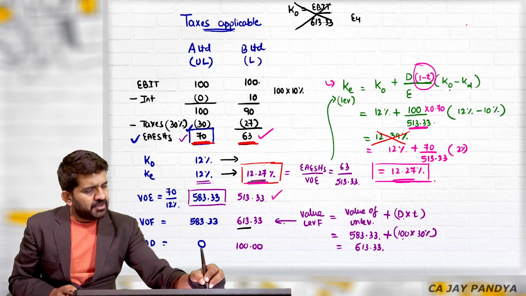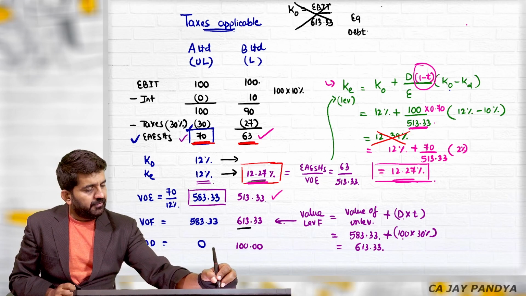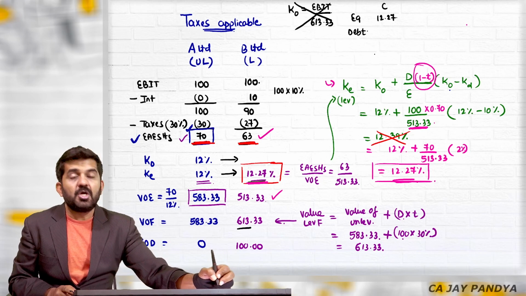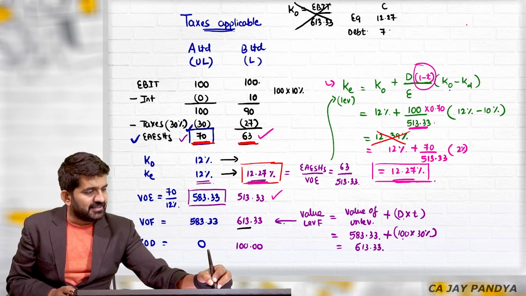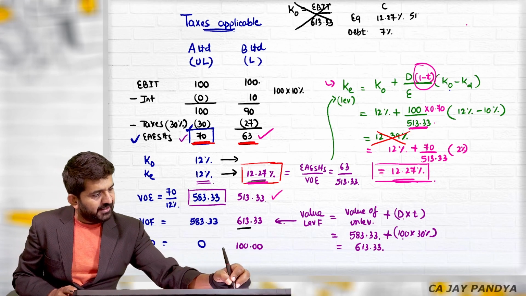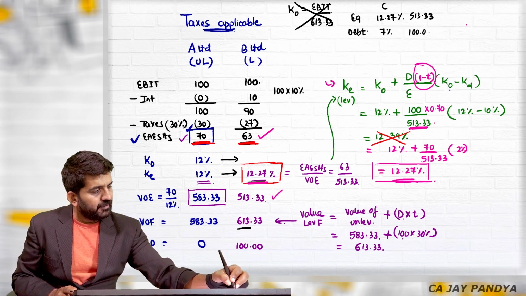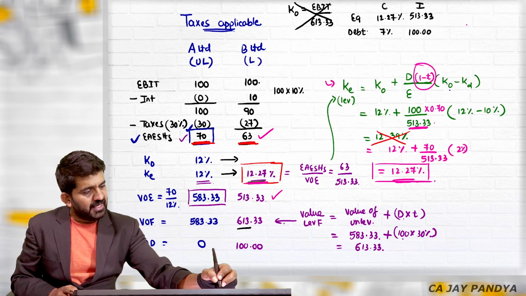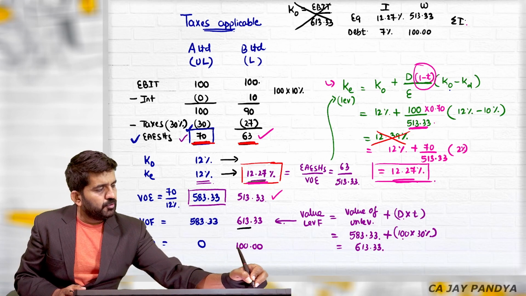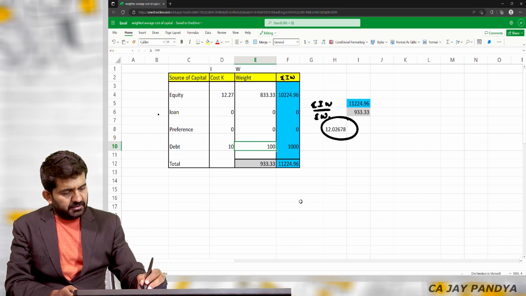We have the equity cost, we have the debt cost, and we will have the weights. Cost of equity is 12.27, but cost of debt is 7%. Equity is valued at 513.33 and debt is valued at 100. This is I, and this is W. Do sigma IW divided by sigma W. Let me use this. This is 12.27.